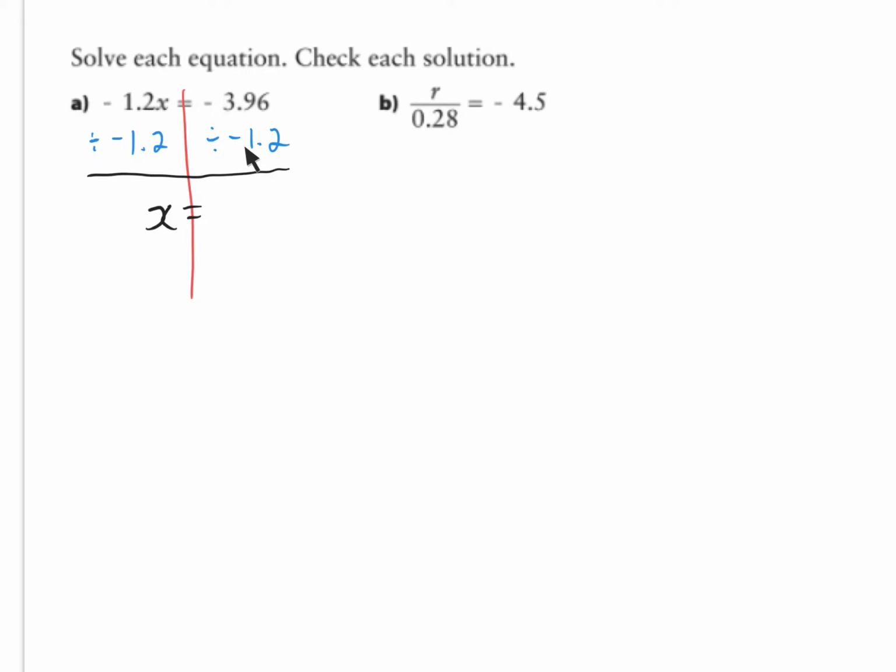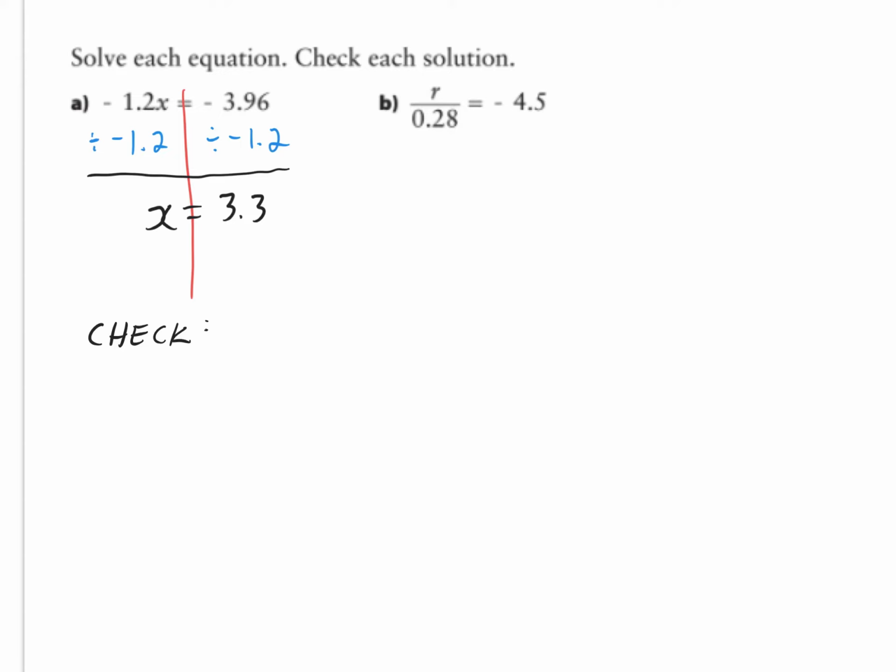So we just use our calculators to figure out what this is. And it's 3.3 positive. So that's our answer. Now, one more thing we need to do is we're going to check to make sure that when we put 3.3 in here, negative 1.2 times 3.3, does it in fact equal negative 3.96? And that will ensure that we're doing it right. So we're going to do a little check.